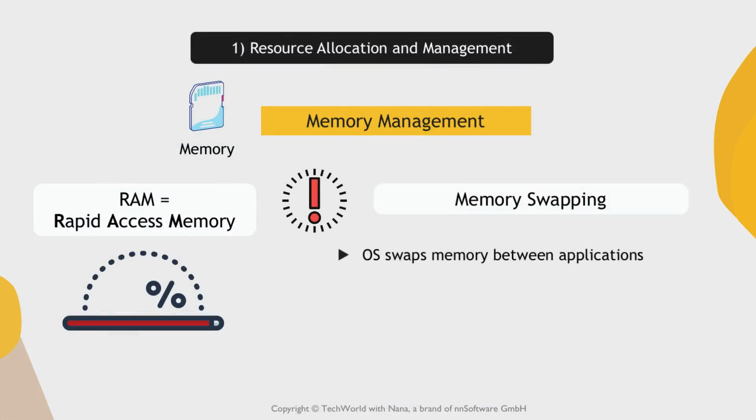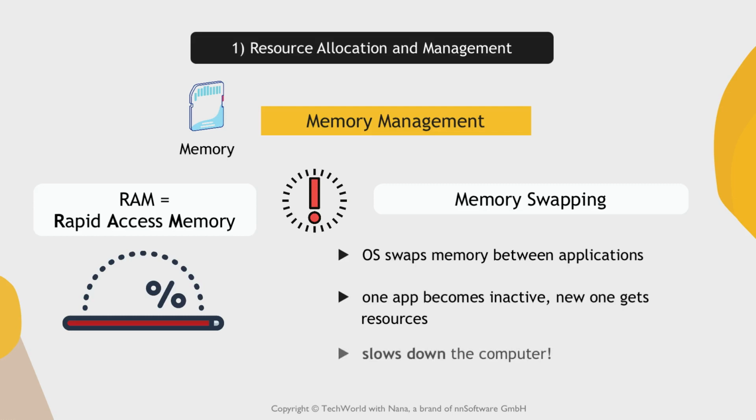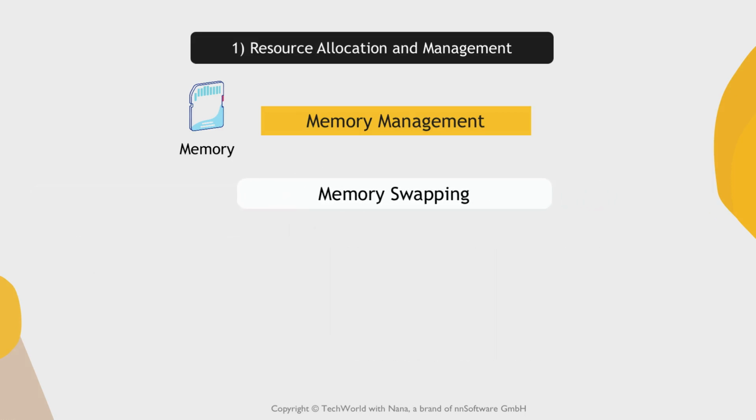The operating system will handle swapping the memory between applications. It will decide that one application will become inactive by taking away the allocated memory from it, and a new one will get the memory resources. So if you have 50 applications open in total, consuming more memory than the computer's total RAM size, and you switch between them, this memory swapping will happen between the applications, and it will slow down the computer because swapping takes time. So what is memory swapping actually?